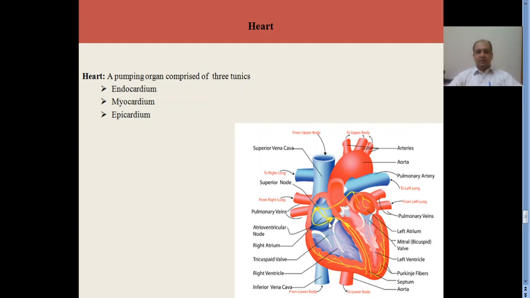But there are some flaps, some valves present. These are called tricuspid valves, which consist of three flaps, and the blood is then transferred into the right ventricle. When the right ventricle contracts, it pushes the blood into the pulmonary trunk, where it reaches the lungs through the pulmonary arteries for oxygenation.